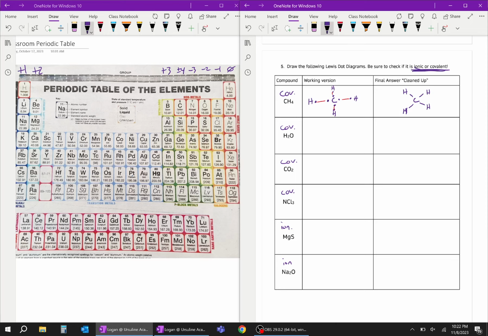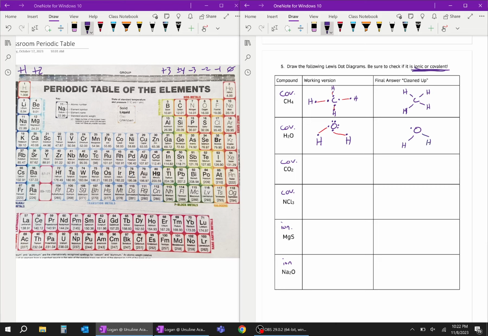H2O. I have 2 hydrogens and 1 oxygen. Oxygen has 1, 2, 3, 4, 5, 6 valence electrons. Each hydrogen has 1. The hydrogens can only steal 1 time. The oxygen would like to steal twice. And you end up with a bond that'll look like this.